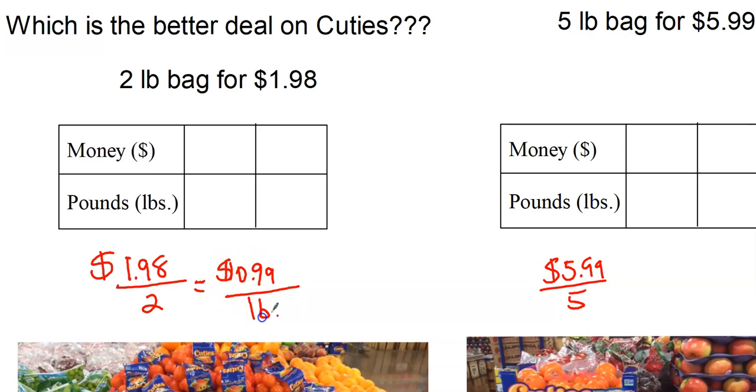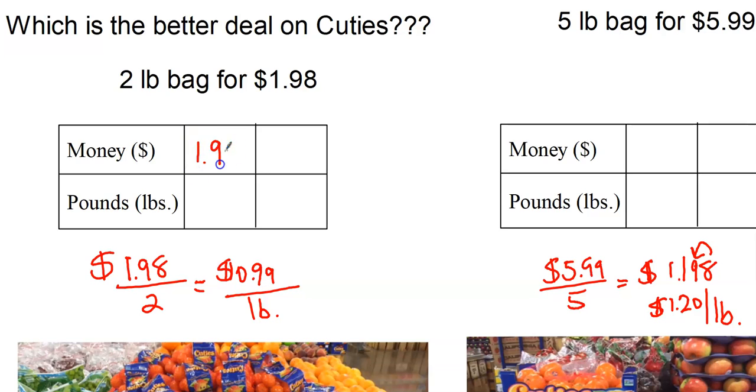which is $0.99 per pound. And then over here, $5.99 divided by 5 equals, I have to round this using my calculator. Okay, so it's 1.198, right? The 8 tells me to bump up the 9, which bumps up the 1, so it's really $1.20 per pound. Okay, so now I can already see that the 2-pound bag is the best deal, but I wanted to show you making a common quantity.